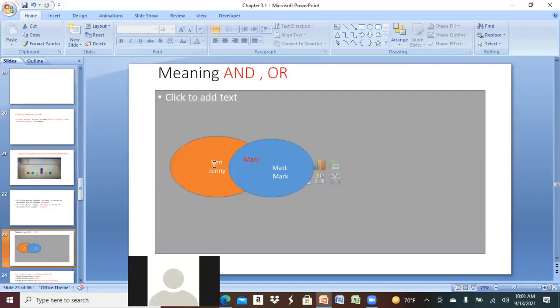Category 1 we have Carrie, Jenny, Mary, and category 2 we have Mary, Mass, and Mark. So "and" is only Mary. But "or" is all together: Carrie, Jenny, Mary, Mass, and Mark. All that is all together, and "and" is only the common. That is different from "or".